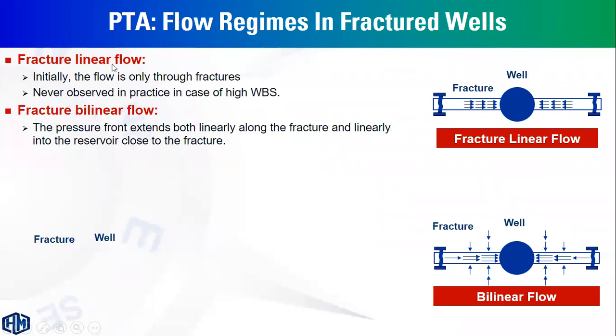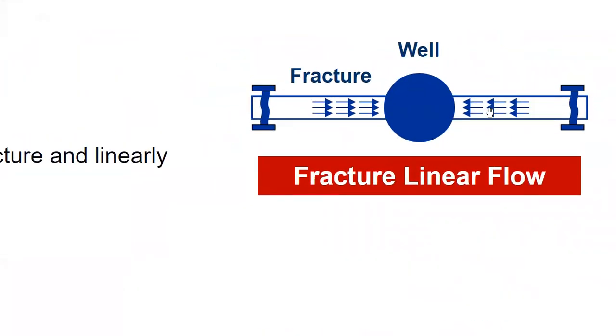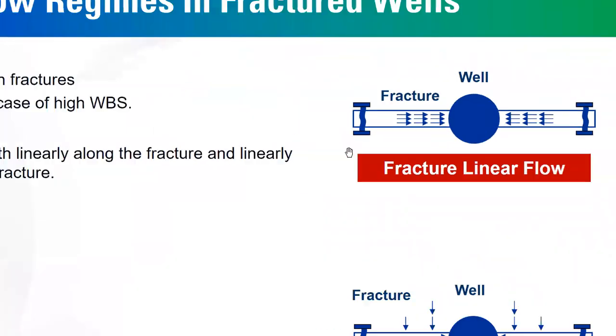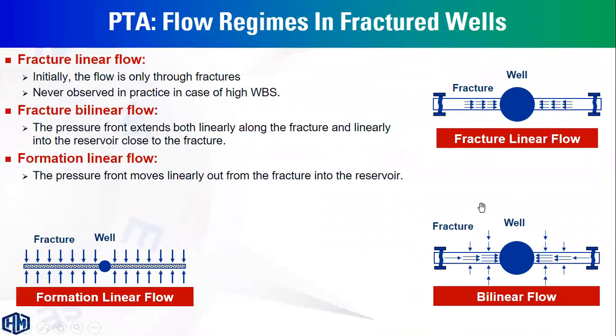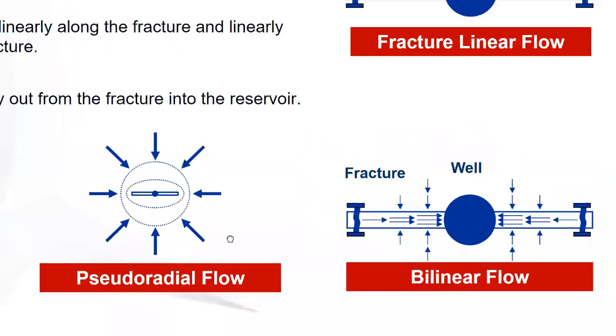First, we have fracture linear flow, which means the flow regime is linear throughout the fracture. During this flow regime, the end of the fracture has still not been reached by the pressure transient. Then the fracture bilinear flow, which is this one, where we have linear flow across the fracture and another linear flow from the formation near the fracture, which means we have bilinear flow.